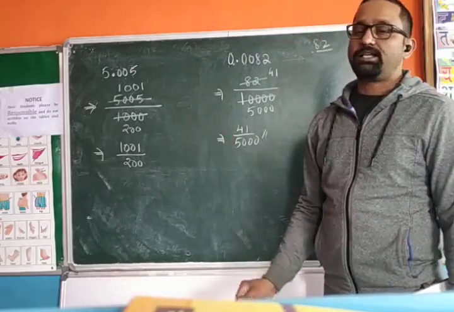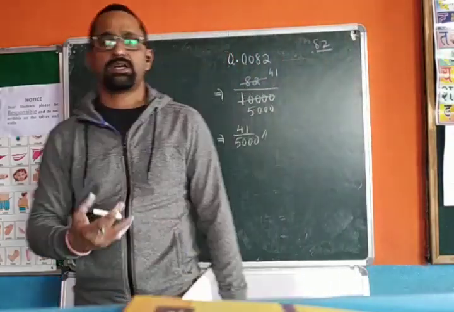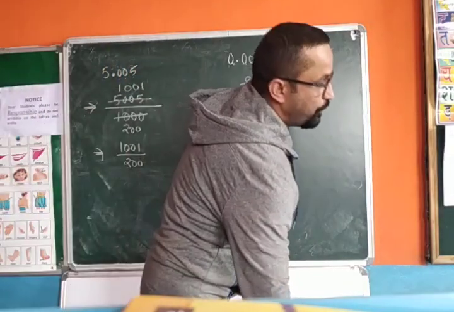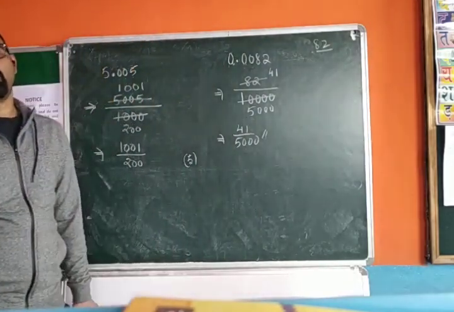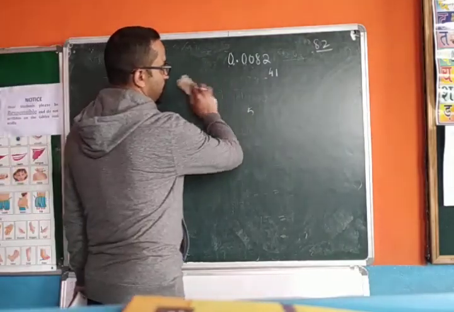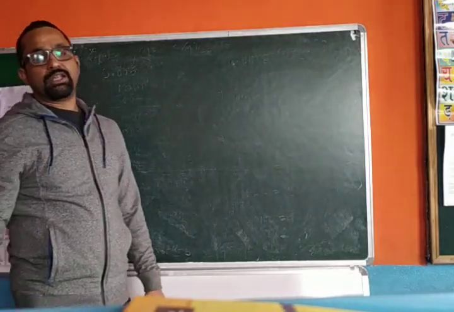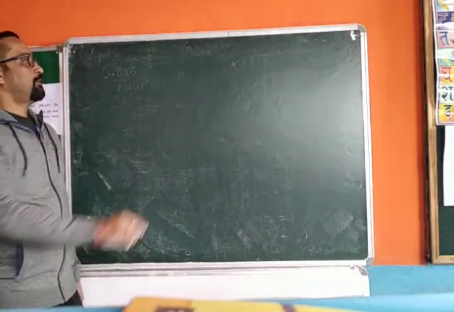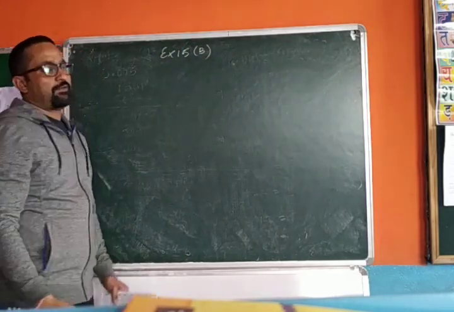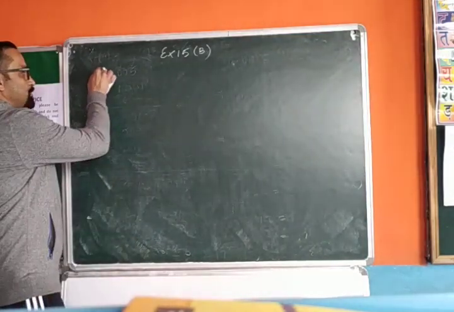From the same exercise, you can try question number 5. There are 4 sums or 5 sums. Now we move on to a very important part, that is called addition and subtraction of decimals. Addition and subtraction of decimals, that is exercise 15b. And see what it means.